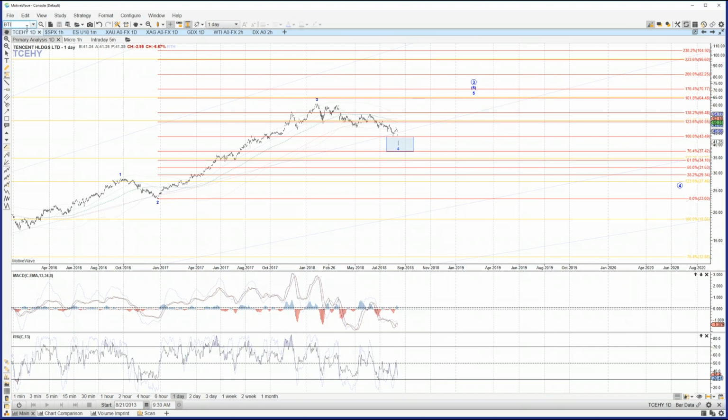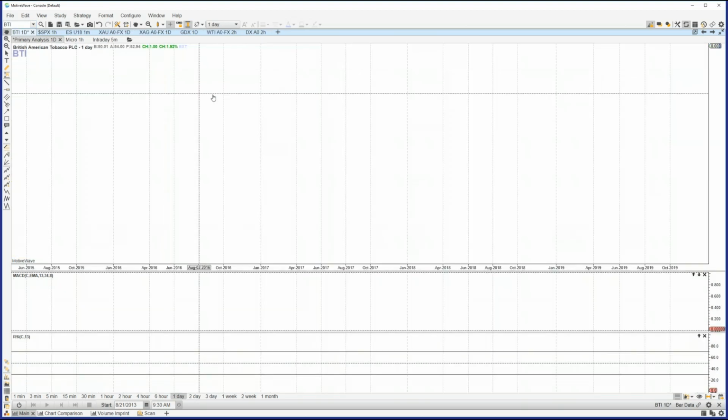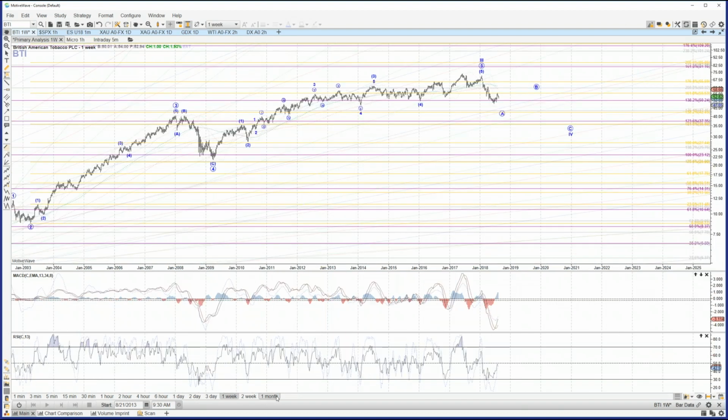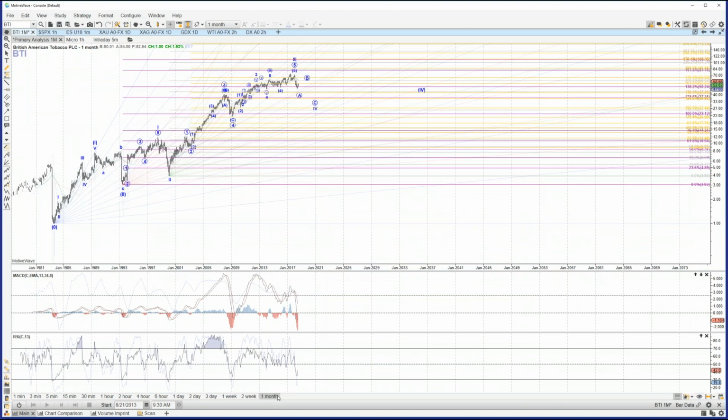BTI. Let's take a look at that one. British American Tobacco, a non-tech chart. Let's zoom out on this one. We have a major low here back in 1983, and what looks like 5 waves up. I have it as super cycle degree in this case.